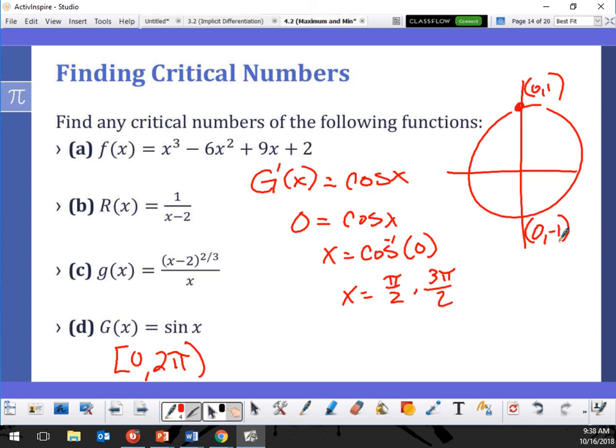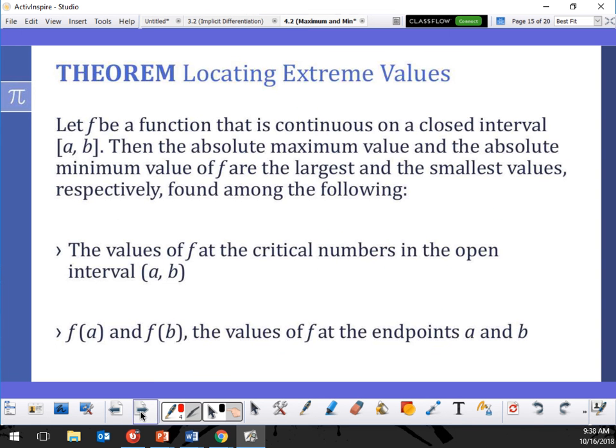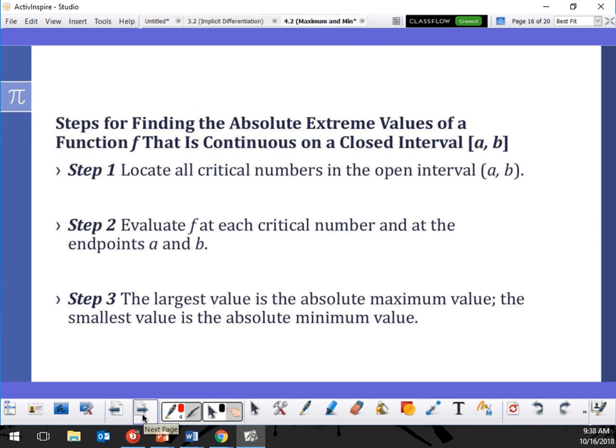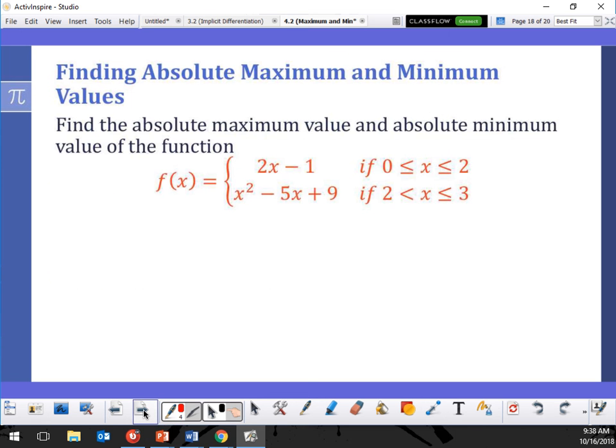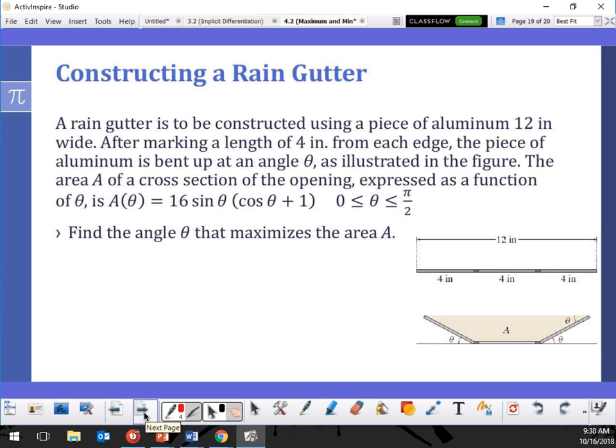Okay. This problem actually took a little bit too long. All right, so here are the steps; you guys have it in your notes. Local is an open interval. Absolute is a closed interval. Okay, anyway, we'll finish this tomorrow because I really wanted to get to this problem.